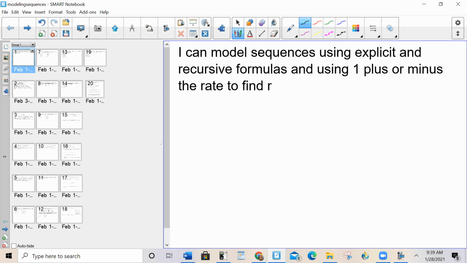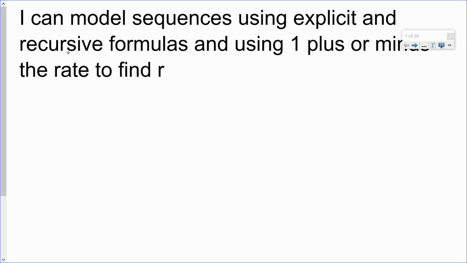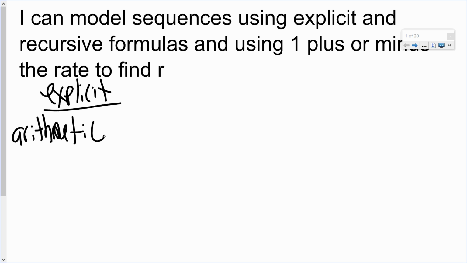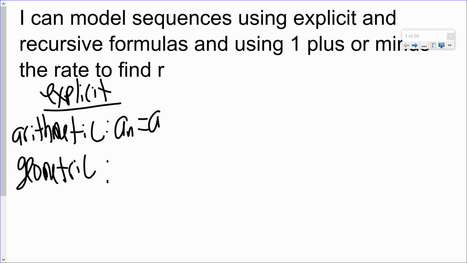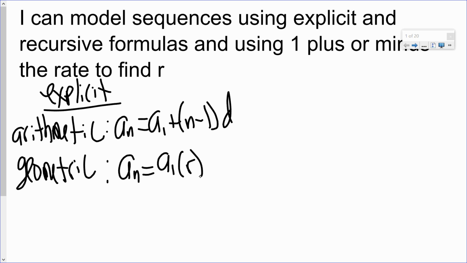Let's start with our formulas. Let's start with explicit. Explicit is on your reference sheet. They're given to you. You don't have to have them memorized. Arithmetic: a_n equals a_1 plus (n minus 1)d. And geometric: a_n equals a_1 times r to the n minus 1.